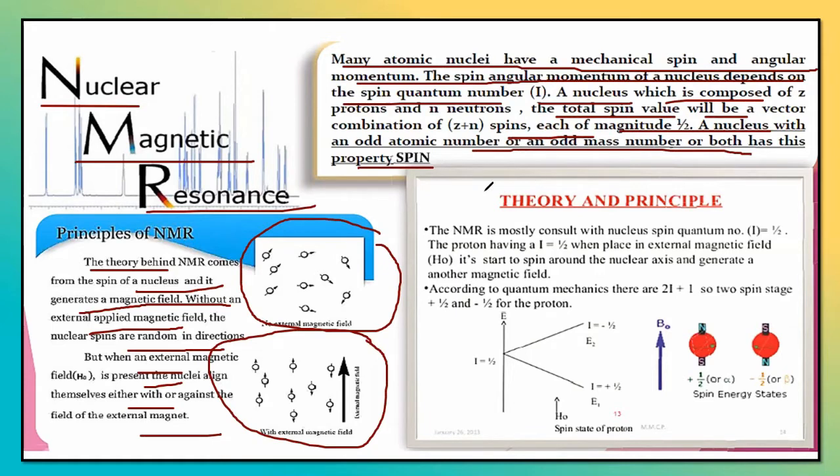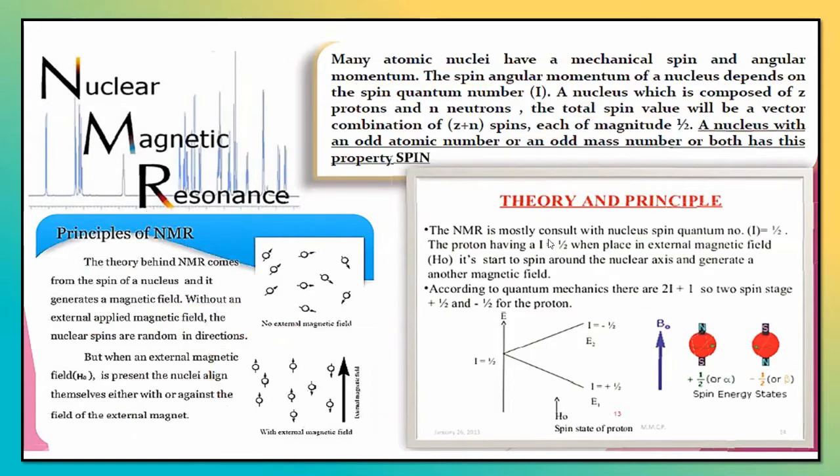So what is the theory behind this particular topic? NMR mostly deals with the nuclear spin. The proton is basically used for NMR, and according to quantum mechanics, 2I plus 1 gives two spin states, plus half and minus half. I don't know whether you people know quantum mechanics or not, because quantum mechanics is a devil, very complicated.